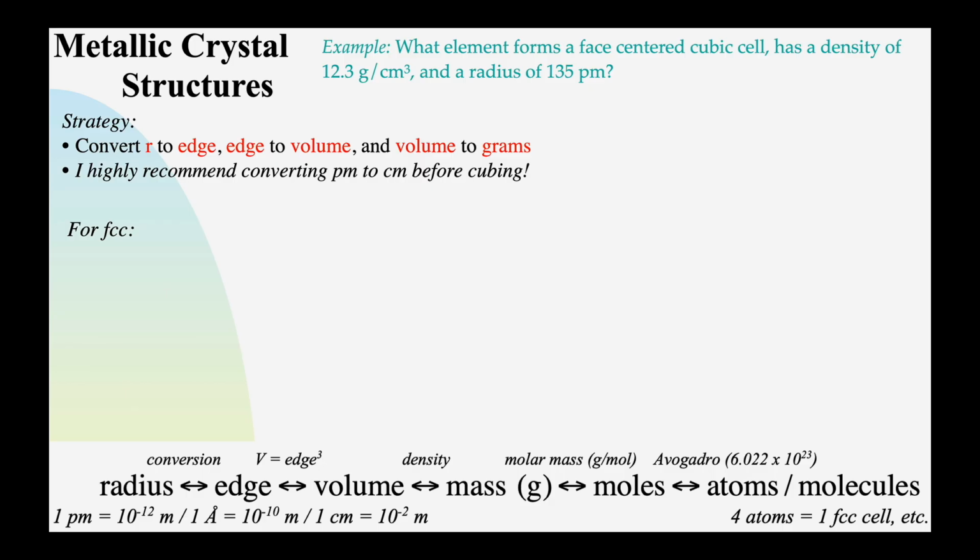At the very least, do it before you do the volume. You could do it right away, whatever you want to do. For face-centered cubic, the edge equals 4 times the radius divided by square root of 2. So when I put this into my calculator, to 3 significant figures, I got 382 picometers.